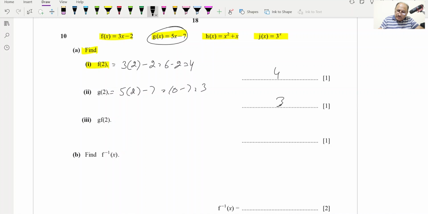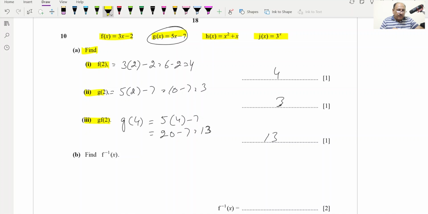1-mark question, easier steps. So g of f of 2. So f of 2 we found is 4. So we can find g of 4, and g of 4 will be equal to what? This will be 5 into 4 minus 7. So 20 minus 7 will be equal to 13. So our answer will be 13.